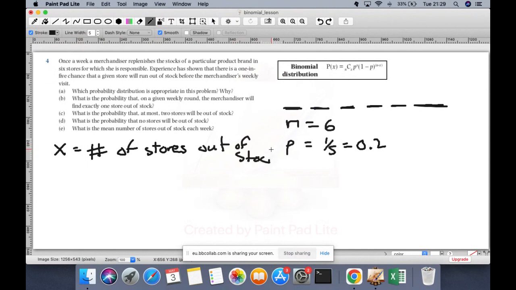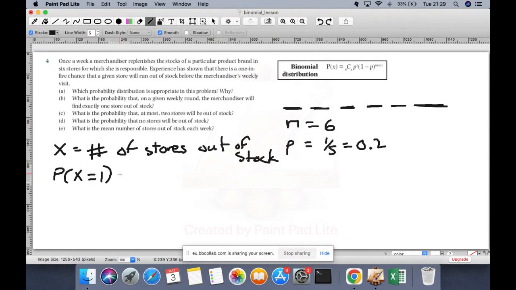Okay, and now if we look at question B, they want you to determine the probability, so we represent that by P, of on any given week the merchandiser will find exactly 1 store out of stock. So that's, in other words, saying x equals 1. Because we just said x is the number of stores out of stock, and if x is equal to 1, that means 1 store is out of stock. So we need to find this probability.